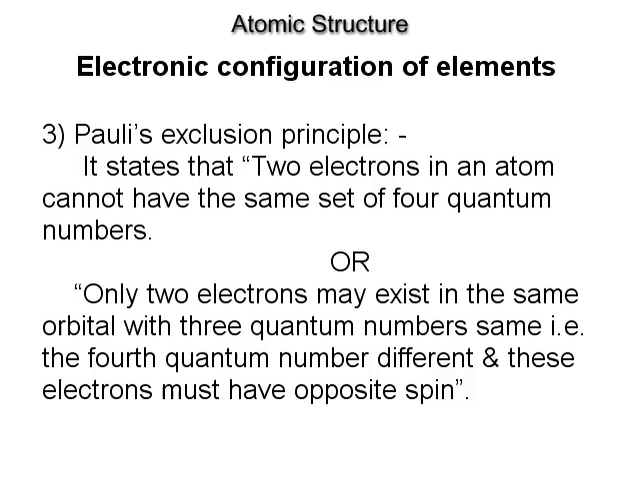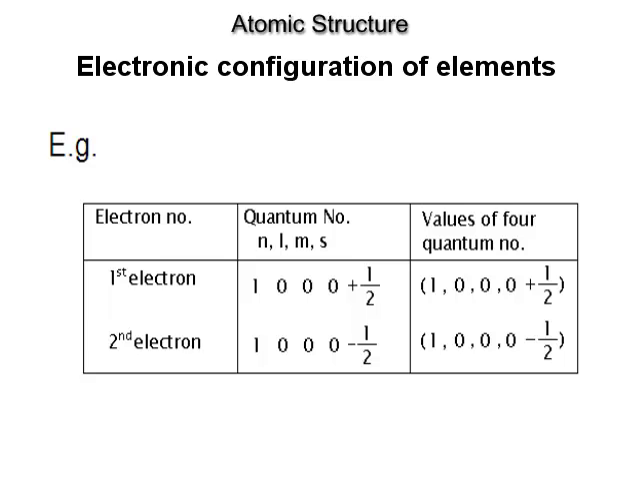Pauli's exclusion principle. It states that 2 electrons in an atom cannot have the same set of 4 quantum numbers, or only 2 electrons may exist in the same orbital with 3 quantum numbers the same. That is, the 4th quantum number is different and these electrons must have opposite spin. See the example given below.